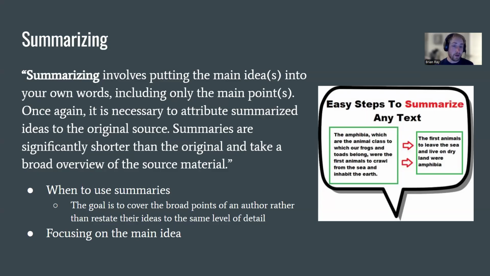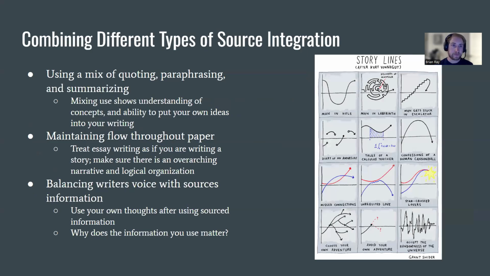So again, when using summaries, the goal is to cover the broad points of an author rather than restate their ideas with the same level of detail, and just driving it home again, focusing on the main idea. This would be something that you maybe introduce early in a paragraph, explain that that's the broad scope of your paper, and then you can get into paraphrasing later on in the paragraph. And so it's important to combine all three of these in your papers to make them the strongest.